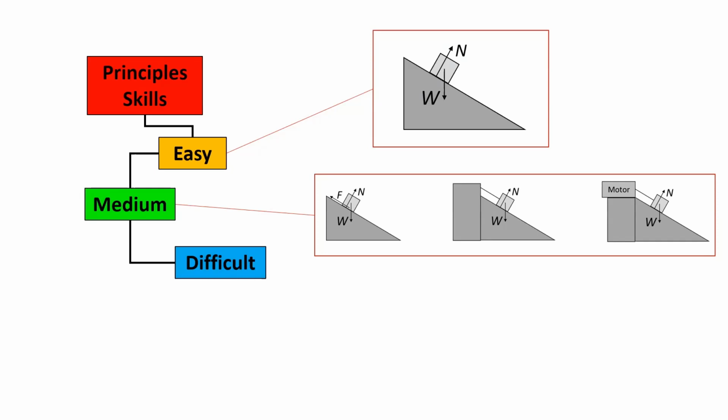For example, in the friction scenario, we could be asked again for the acceleration. In the center scenario, we might be asked for the tension. In the right scenario with the motor, we might be asked about the power output of the motor, or maybe even its efficiency.